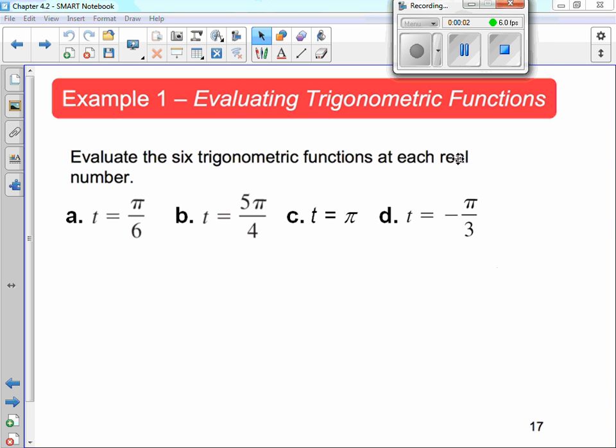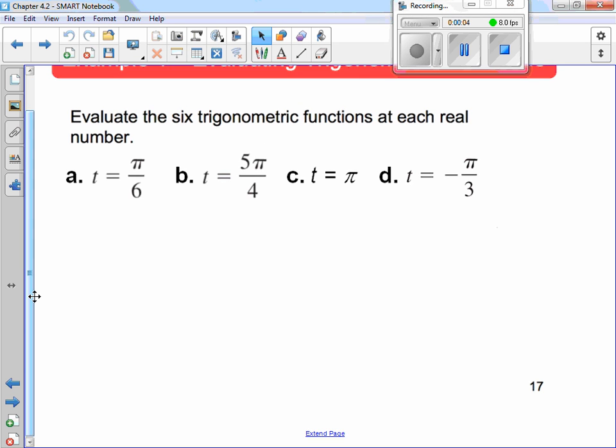So really looking at this chart, we can talk about, let's say, pi over 6. Well, sine of pi over 6 would be 1/2, because we can look at the unit circle where it says pi over 6, 30 degrees, and sine is going to be the y. So it's 1/2.